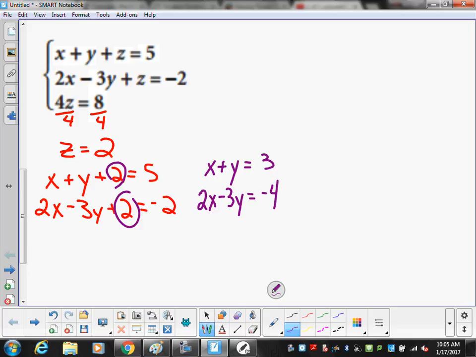Alright. Now, in purple, I've got two equations. Which one's the easiest to solve for? The top one, and does it matter which variable? No, so choose a variable. We'll solve for x or y. I heard y first, so we'll solve for y. So to do that, all I need to do is subtract the x, so y equals 3 minus x.